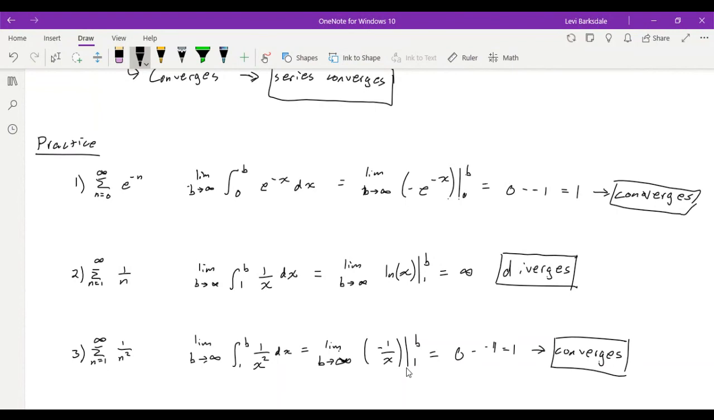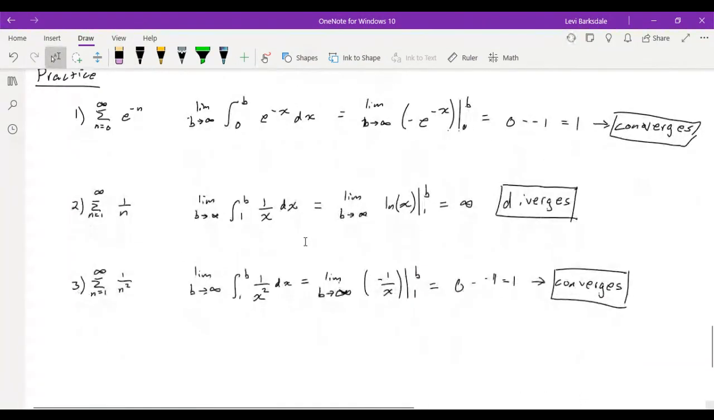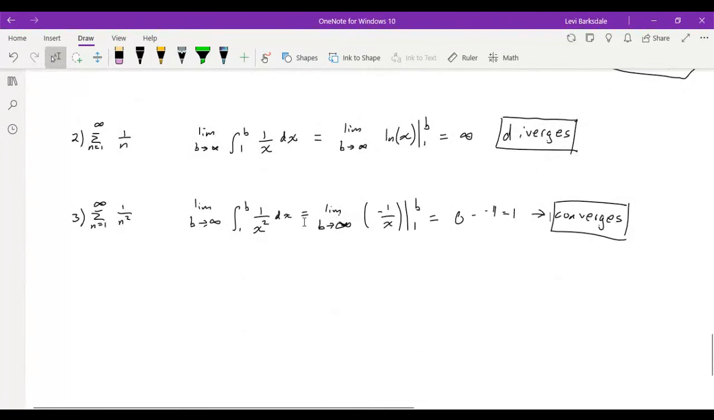Now you'll notice that these last two problems are actually pretty similar, and this is where another series test comes in called the p-series test.